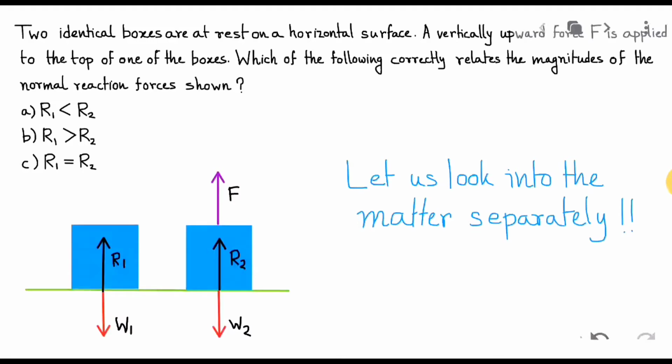Two identical boxes are at rest on a horizontal surface. A vertically upward force F is applied to the top of one of the boxes. Which of the following correctly relates the magnitudes of the normal reaction forces shown?